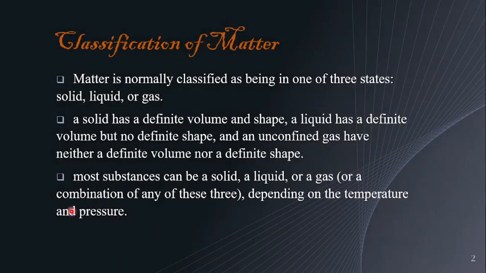Basically, matter is normally classified as being in one of three states: solid, liquid, or gas. From everyday experience, we know that a solid has a definite volume and shape, a liquid has a definite volume but no definite shape, and a gas has neither definite volume nor a definite shape. These descriptions help us picture the states of matter. Likewise, most substances can be solid, liquid, or gas, or a combination of any of these three, depending on temperature and pressure.